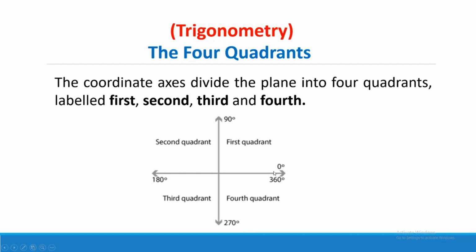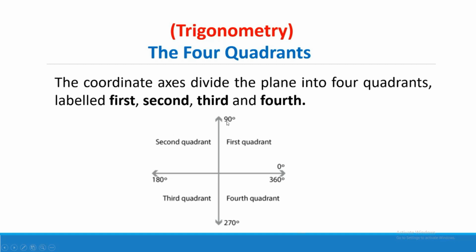From the first quadrant, we have the coordinate axis, and we will start at the right side from 0 degrees up to 90 degrees, and that's counterclockwise. From 0 degrees counterclockwise to 90 degrees, this is the first quadrant.